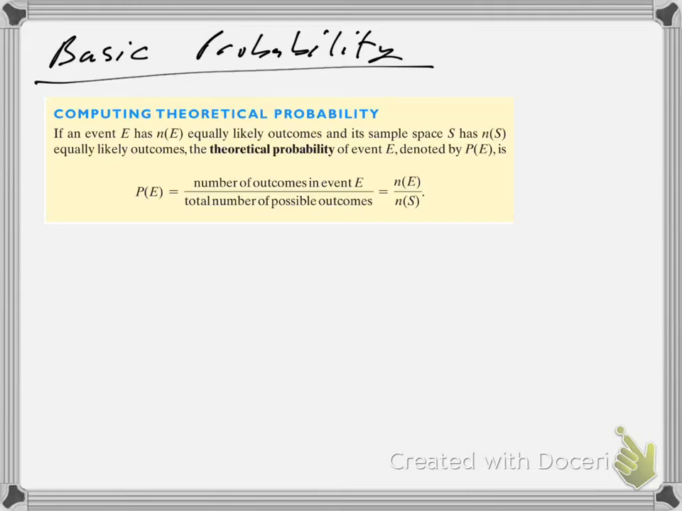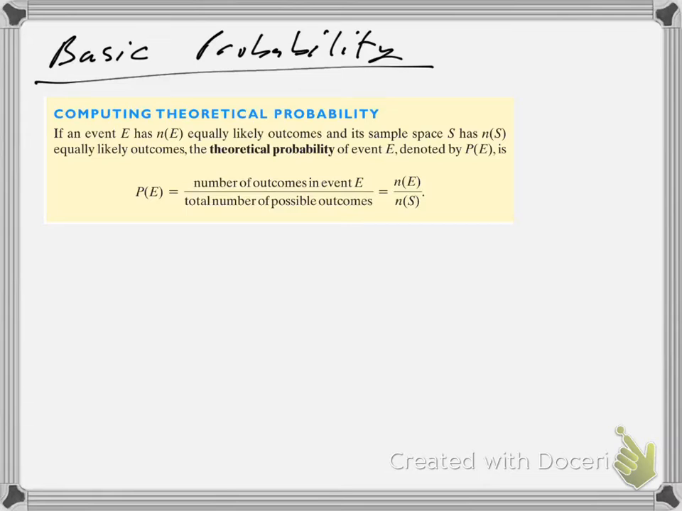All right, we're going to talk about basic probability, theoretical probability, and then what's called empirical probability, taken from experiments, is the second one. If an event E has n of E equally likely outcomes, and its sample space S has n of S equally likely outcomes, the theoretical probability, denoted by P of E, is the number of outcomes in the event E divided by the total number of possible outcomes. Okay, so basically, how many possible outcomes are there?